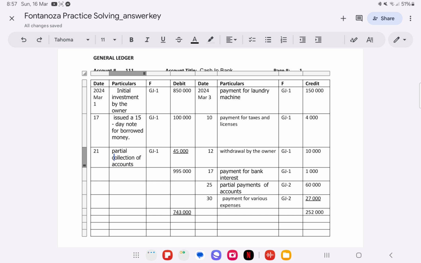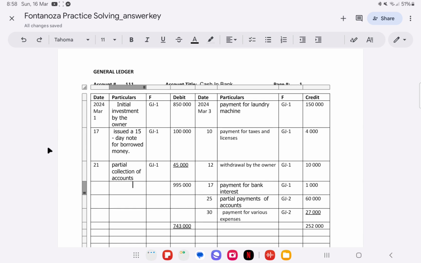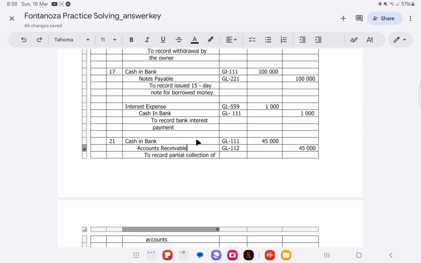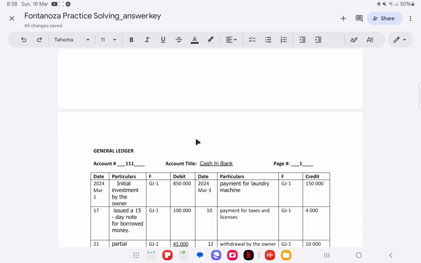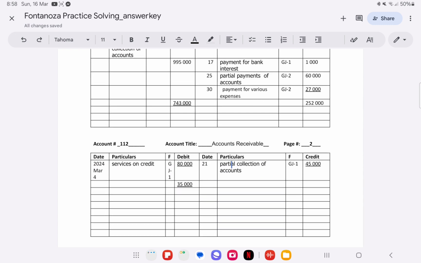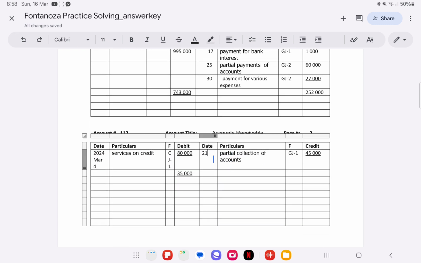So this is the time that you are collecting the debt of your customers. Your customer made a partial payment for the laundry service you rendered, so they paid 45,000 first. So what's your value parted with? Okay, accounts receivable, to reduce the debt of your customers. Okay, so accounts receivable. Okay, so March 21.